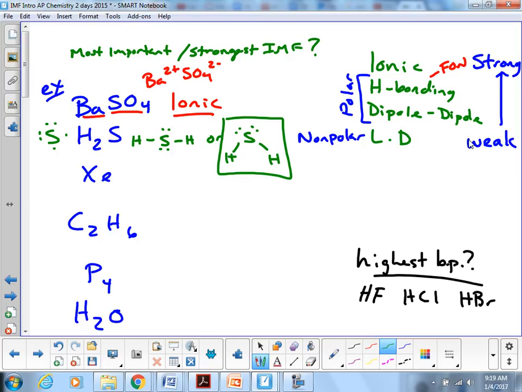There's an H. And most of you in the beginning will go too fast and actually write H-bonding. Why is this not H-bonding? Because it's not with H and F, O, or N. So it's not a strong enough dipole. So this would be just classified simply as dipole-dipole.